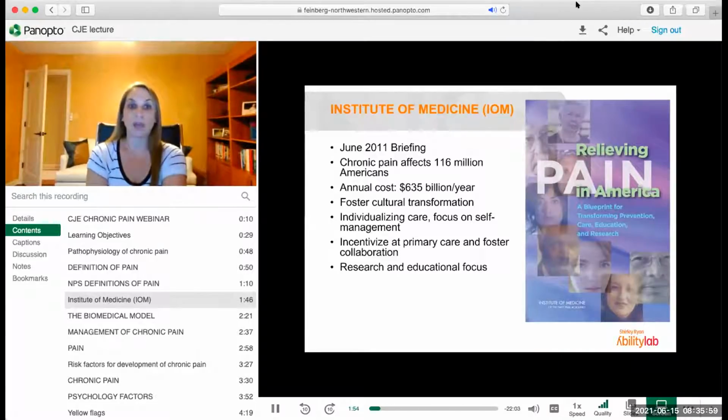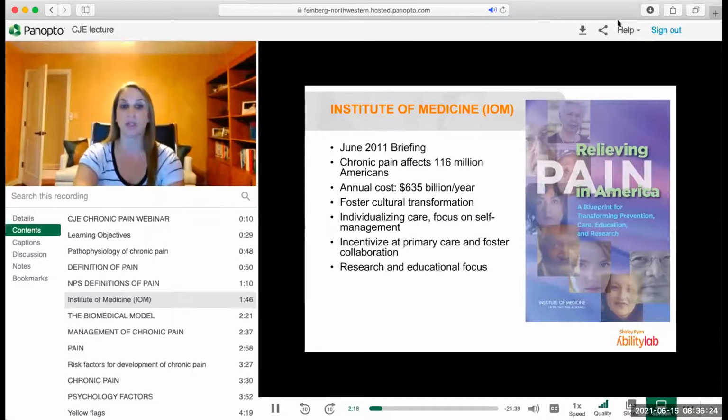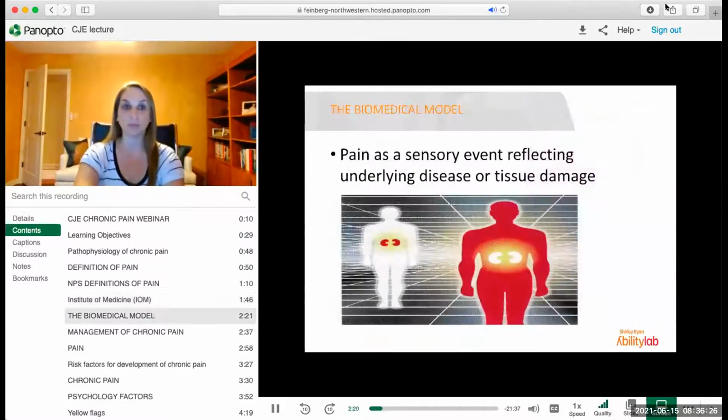The Institute of Medicine in 2011 had a briefing, and chronic pain is a huge problem. So chronic pain affects 116 million Americans at an annual cost of $635 billion per year. So this is a huge impact on our society. So the Institute of Medicine wanted to foster cultural transformation, work on individualizing care, and focus on self-management. They also wanted to incentivize primary care and foster collaboration and let user research and educational focus.